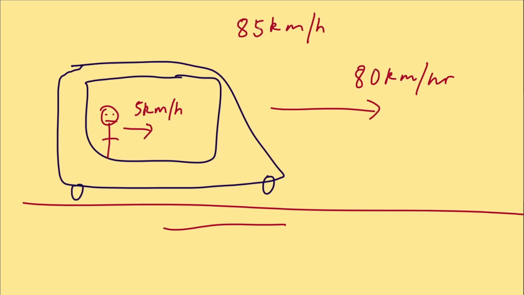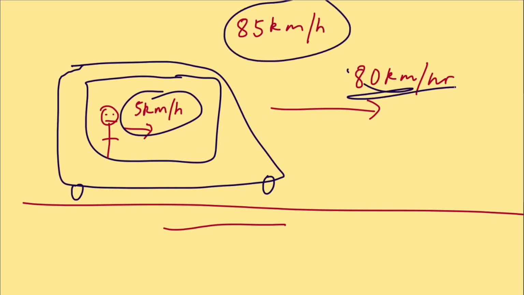I'll say that again. Relative to the train, he's walking at 5 kilometers an hour. But relative to the ground, he's moving at 85 kilometers an hour. He's moving with the train. In everyday life, we speak in the reference frame of Earth.